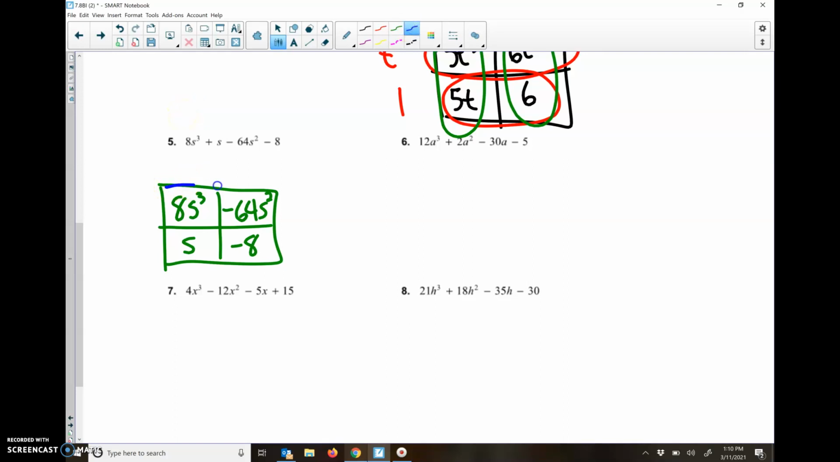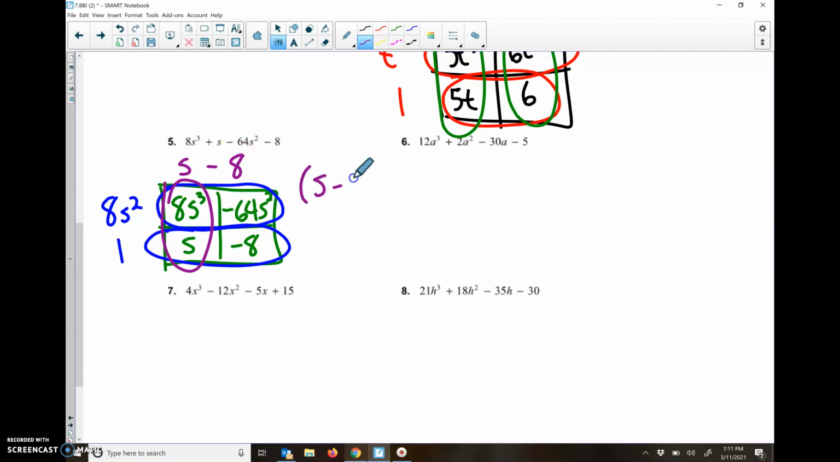So here, greatest common factor between 8s to the third and negative 64s squared. Well, 8 can go into 8, 8 can go into 64, so they at least have an 8 in common. And then s to the third and s squared, they both have an s squared in common. Greatest common factor between s and negative 8. Again, one's a variable, one's a number, so really all they have in common is a 1. And then if we look at the verticals, greatest common factor between 8s to the third and s is just s. And the greatest common factor between negative 64s squared and negative 8 is just a negative 8. So then my two parentheses are s minus 8 and 8s squared plus 1.